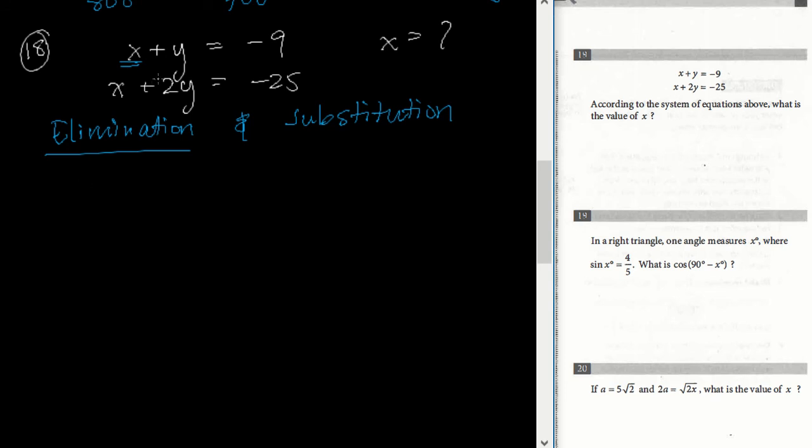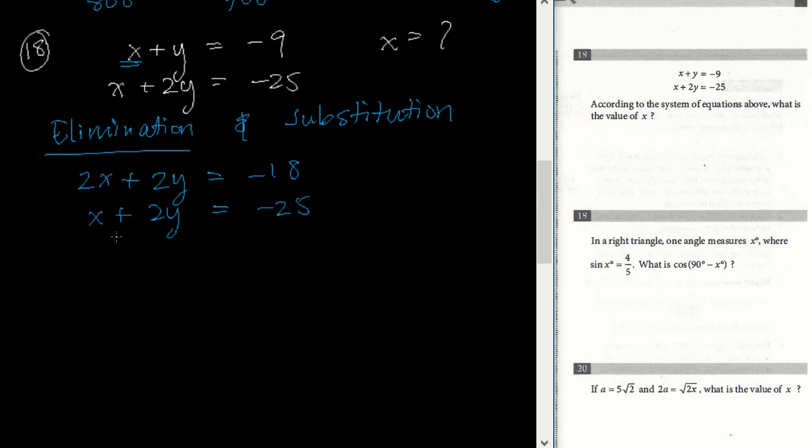The simplest thing to do would be to multiply this first equation by 2. If we do that, we have 2x plus 2y equals -18. If we keep our second equation as it is, then we can see that we have the same coefficients of y. Now we can subtract the second equation from the first equation, and we'll arrive at an equation exclusively in terms of x.